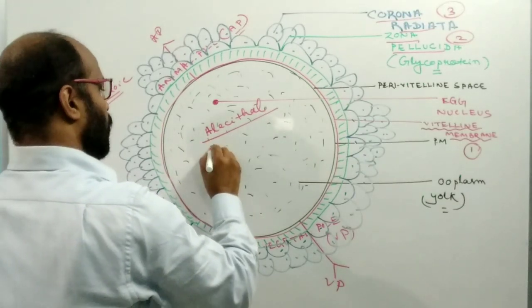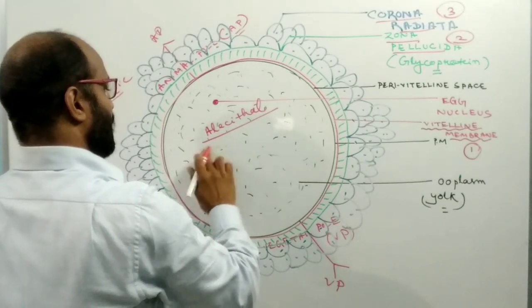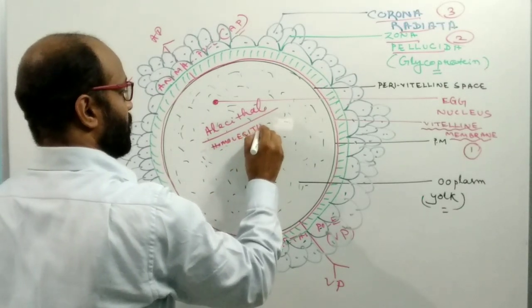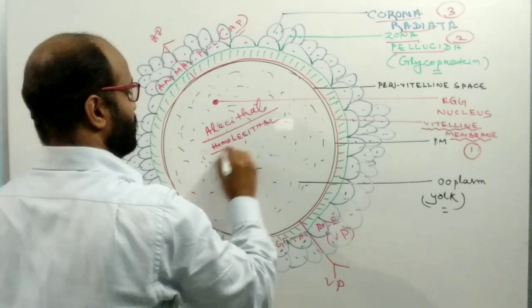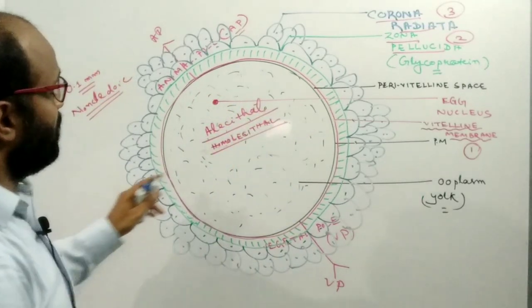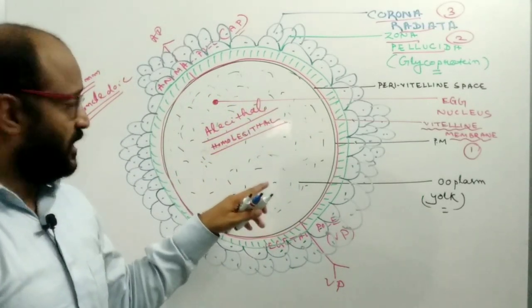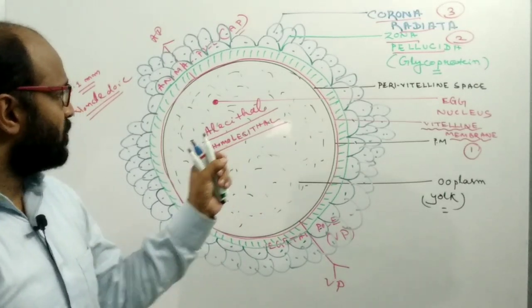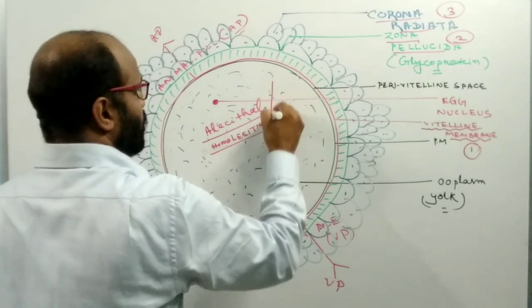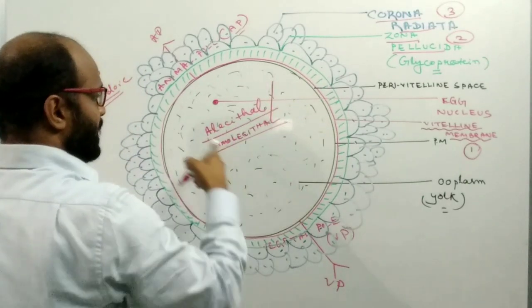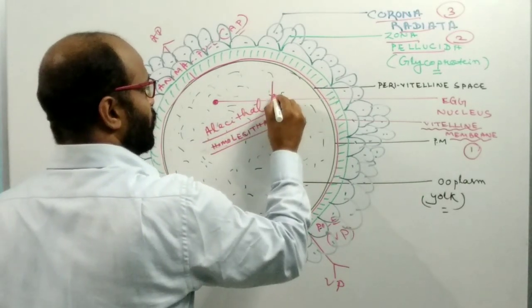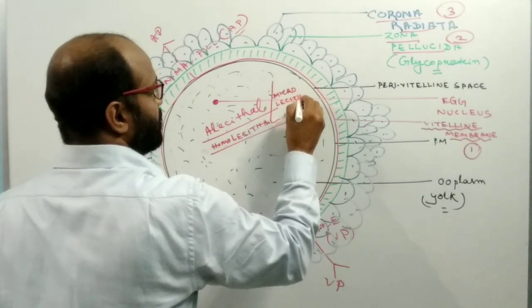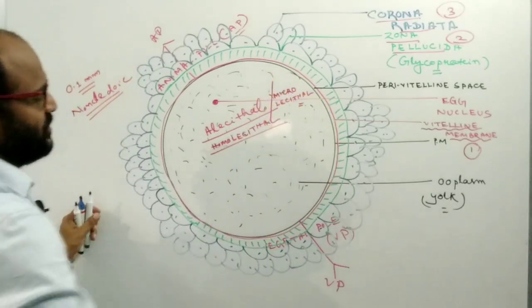known as homolecithal. Homolecithal means uniformly distributed yolk. Or a very little amount of yolk may be present, that's why the human egg is alecithal, or it is also known as microlecithal. This is the microlecithal egg.